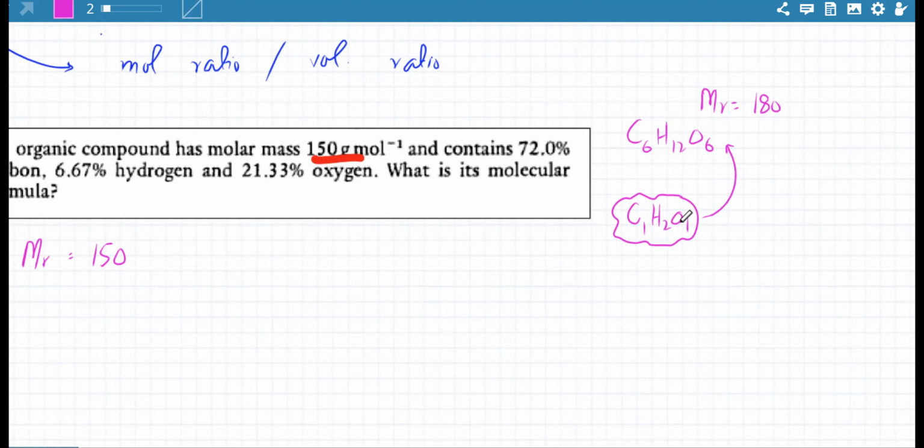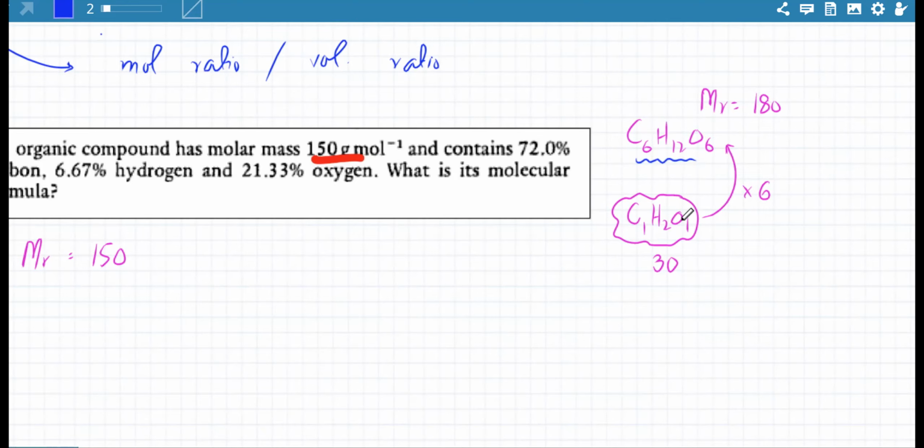The way you do that is you find the MR of the empirical formula, which is going to be 30 in this case. Carbon is 12, plus 2, that's 14, and 16, that would be 30. So you figure out how many times that goes into 180. That's 6 times. So the number of atoms in the actual formula are going to be 6 times what is given in the empirical formula. So you multiply the empirical formula by 6.